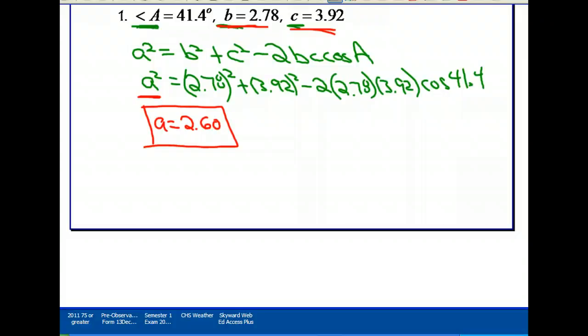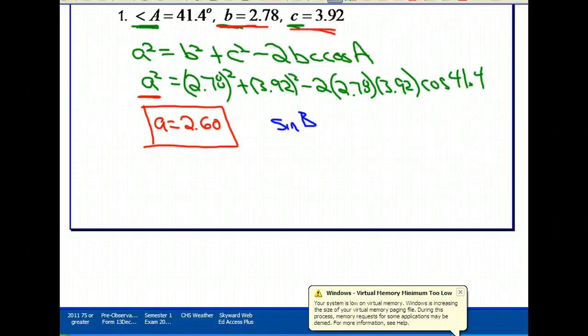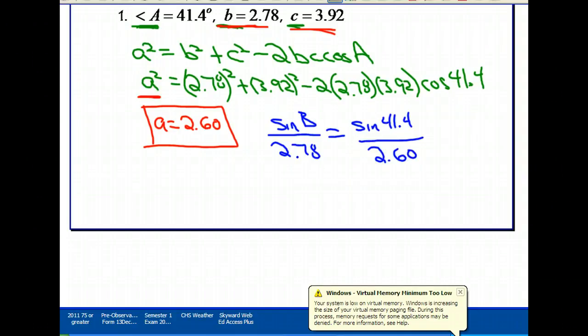So I'm going to write the sine of B over side B equals, and now I've got A kind of pinned down here, so the sine of 41.4 all over 2.60. At this point, you're good at cross multiplying and dividing. So I'll get the sine of B is 2.78 times the sine of 41.4 divided by 2.60. And don't forget to take the sine inverse.